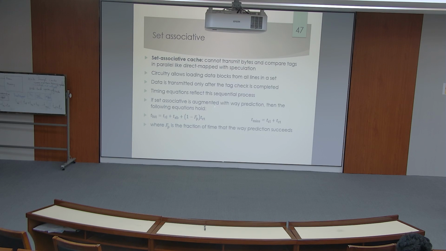If the set associative is augmented with a way prediction, that means the following equations need to hold. We have the T hit, the time that it takes the system to return the data if we have the data in the cache memory. That takes into account the time for reading the data, the time for transmitting the data, and the time that it does take to compare. That is 1 minus FP times TCP. Well, FP is the fraction of time that the way prediction succeeds.